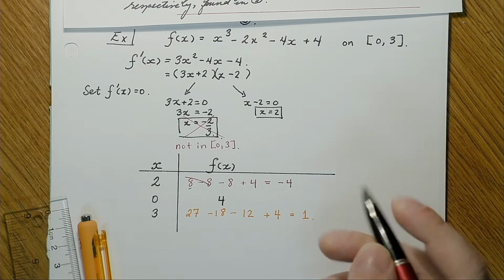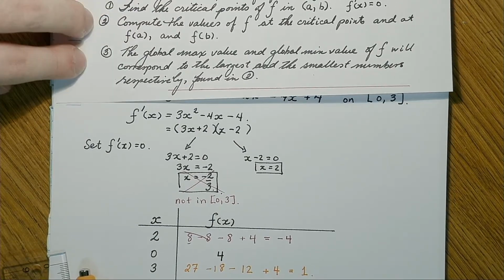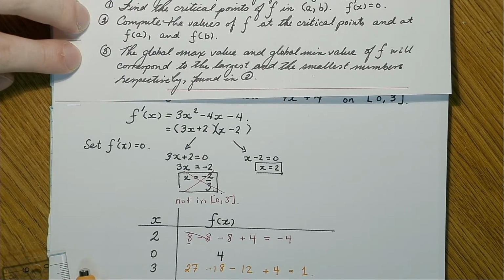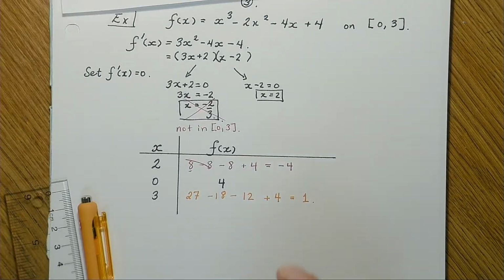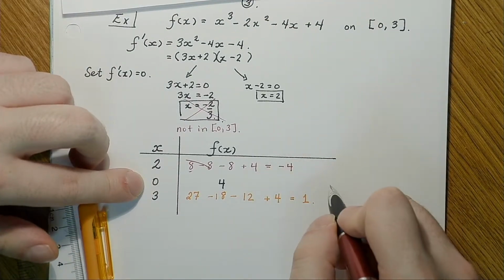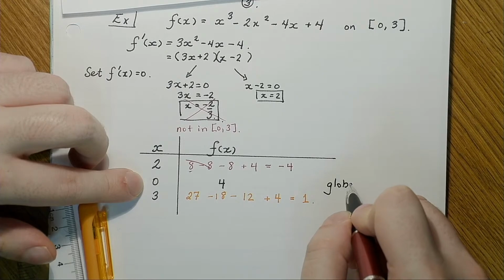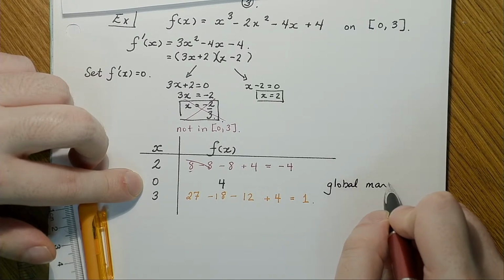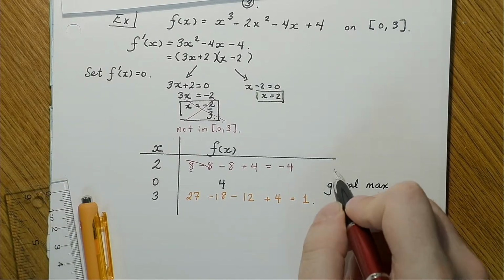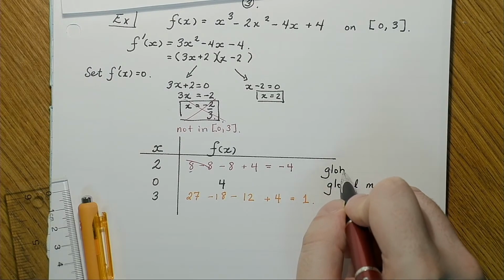So yeah, now, oh yeah, the recipe. The global maximum value will correspond to the largest value. So that is here. This is the global max. And the smallest value, this will be the global min.